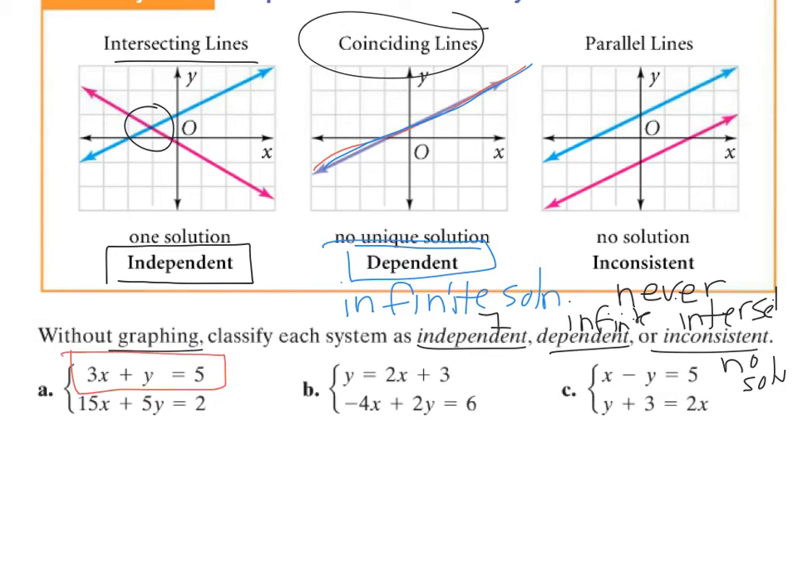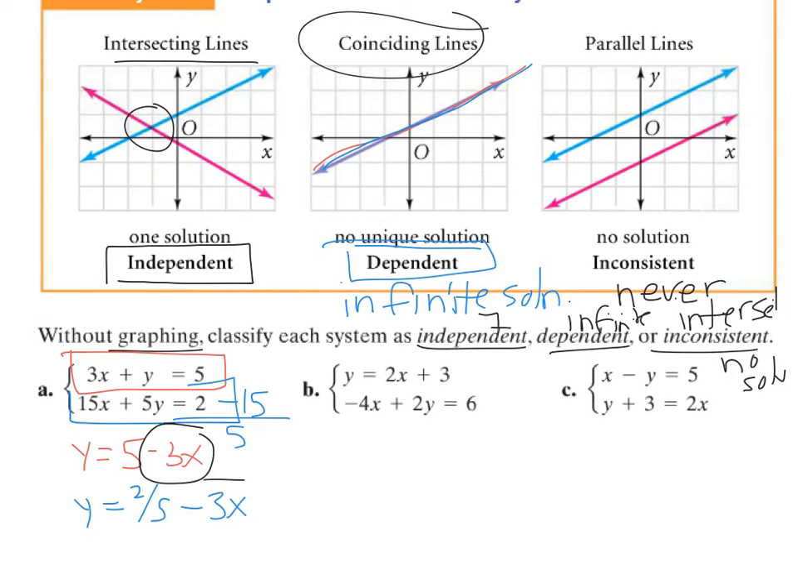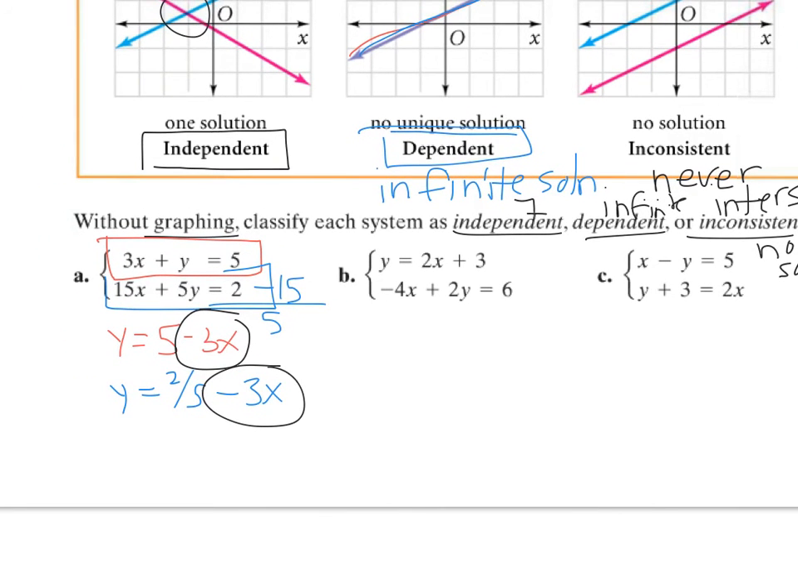If I solve for y in this one, I'm going to get y equals 5 minus 3x. If I solve for y in this one, I would subtract 15 and divide by 5, so it's going to be y equals 3 over 5... y equals 2/5 minus 3x. Right here you have the same slope but different y-intercepts. You have the same slope, so they're parallel, but you have a different y-intercept. So this would be an inconsistent system. This one's inconsistent.